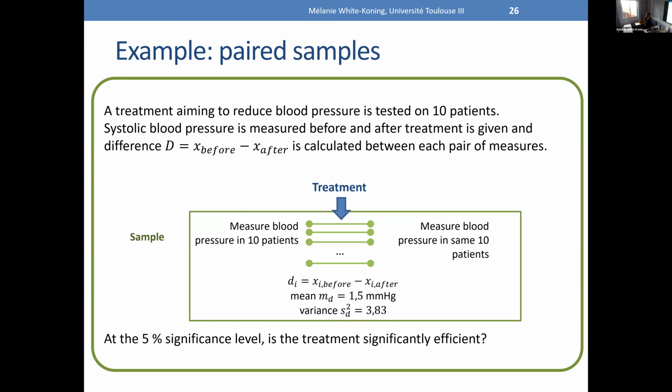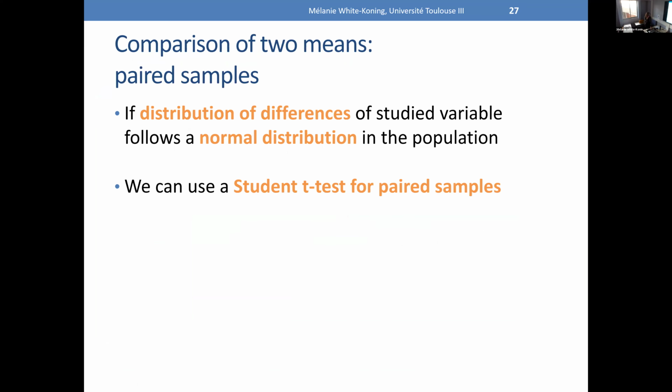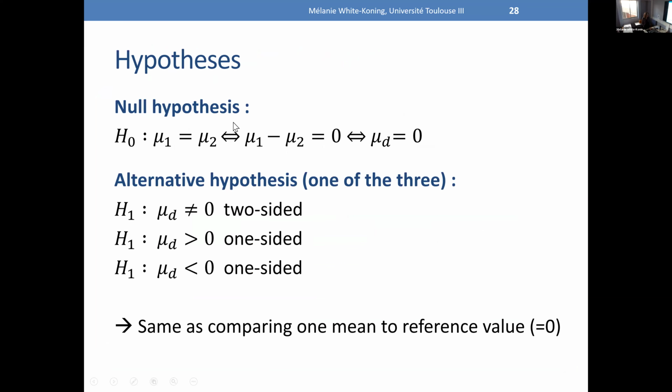Okay. So the conditions are on the differences. The distribution of the differences needs to follow a normal distribution, and then we can use a Student t-test for paired samples. So I didn't lie, the null and alternative hypotheses that you said were correct.